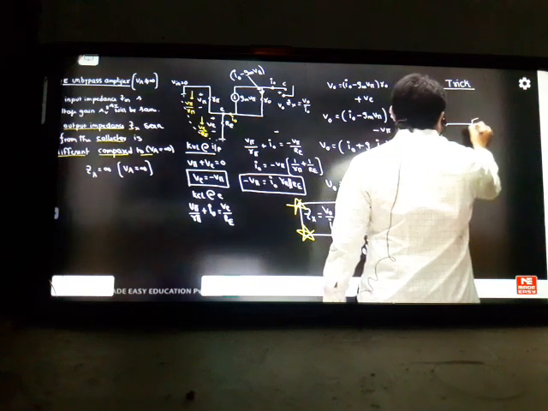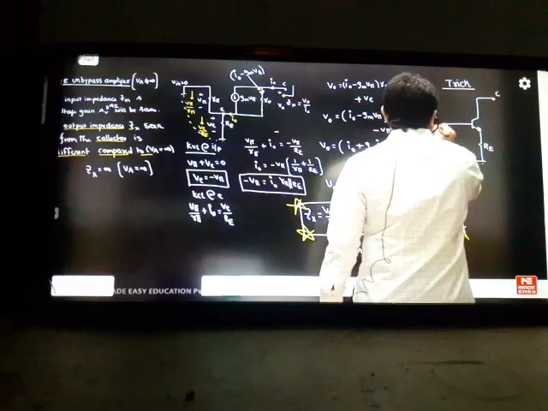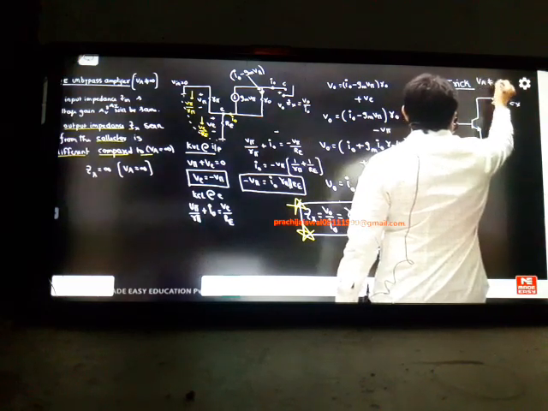First write your transistor like this, and keep here RE and here collector. This is your input. He's asking you from here, please tell me what is ZX, such that early voltage is not equal to infinite.